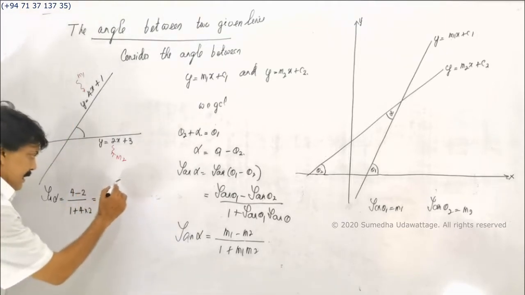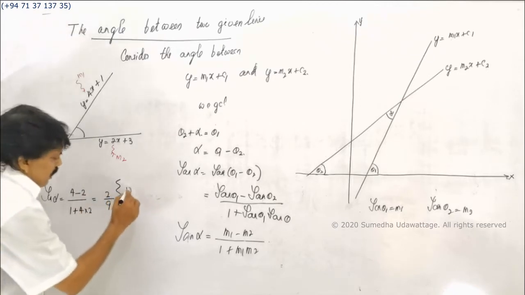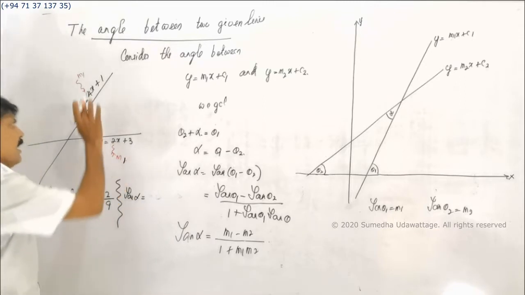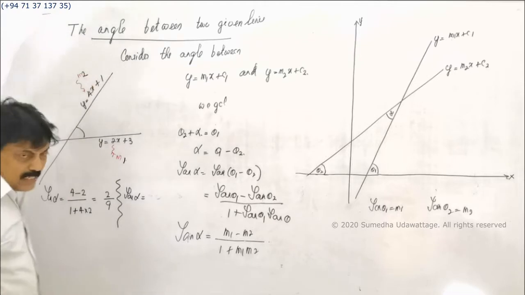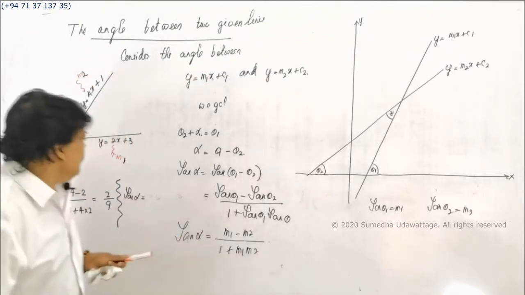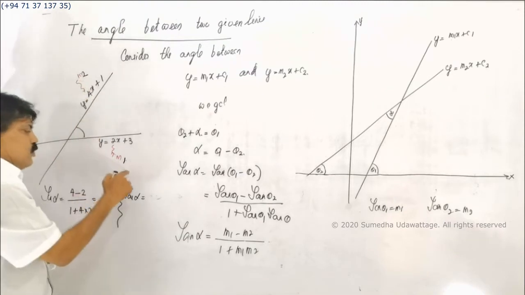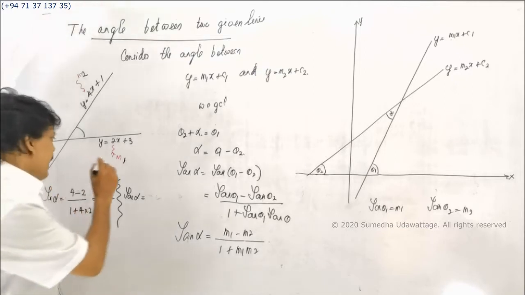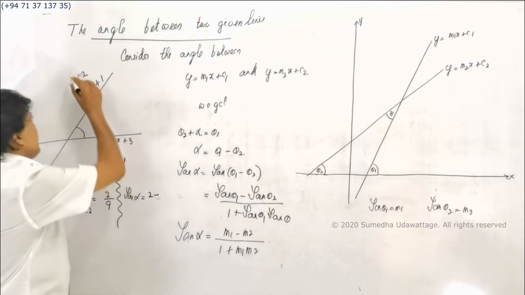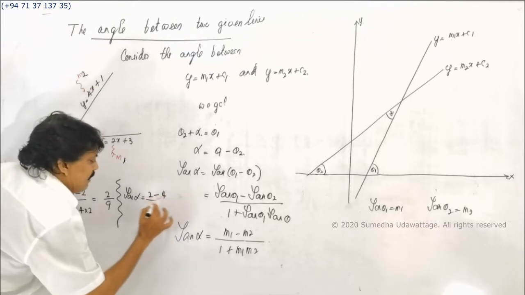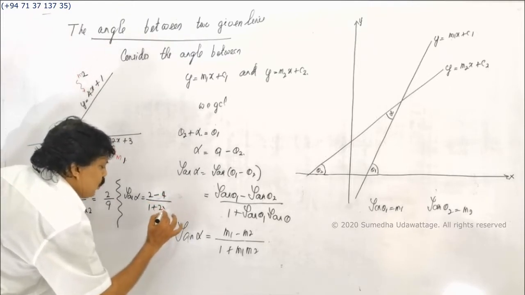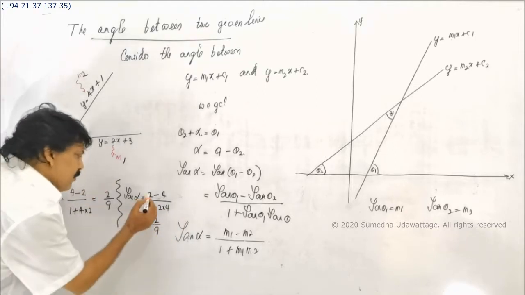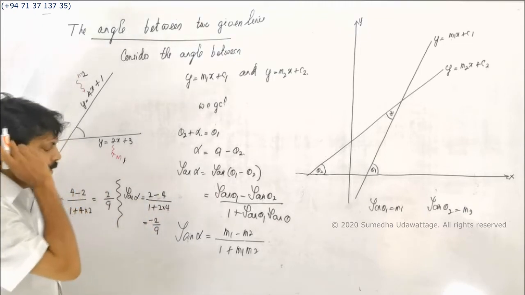But you can also take tan alpha to be, you take this to be M1 and you take this to be M2. Because when you handle a question, 50% you could write as M1, M2, else M2, M1. If you substitute like this, M1 is 2 minus M2 is 4 divided by 1 plus 2 into 4, it would be 2 minus 4 over 9, minus 2 over 9.